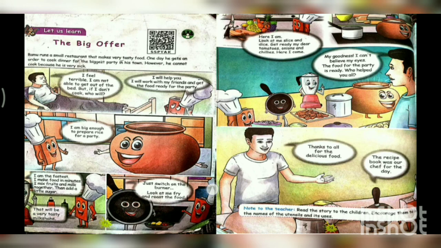Yes, children, so did you enjoy the story? So when we work together as a team, everything is possible. So this is what you learn from the story. You need to help one another in time of need. And you need to work always together in a team. Because teamwork will make your dream work. Thank you, children.